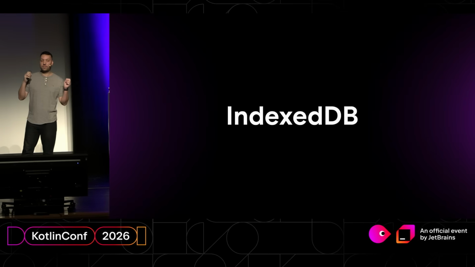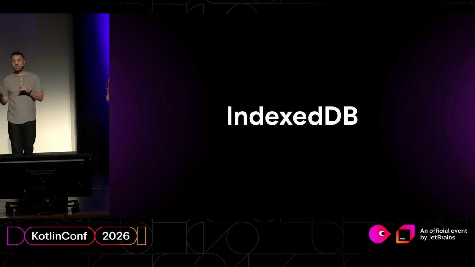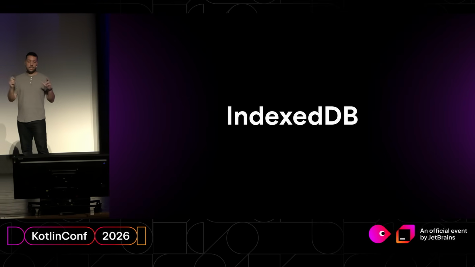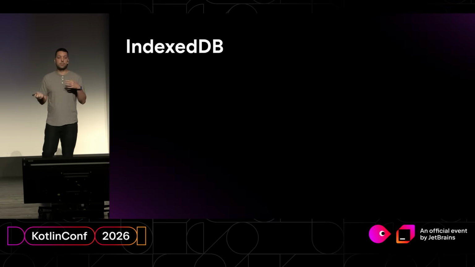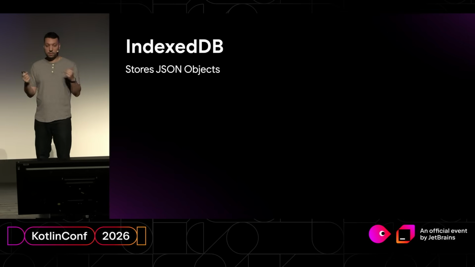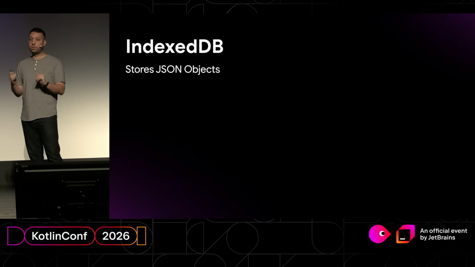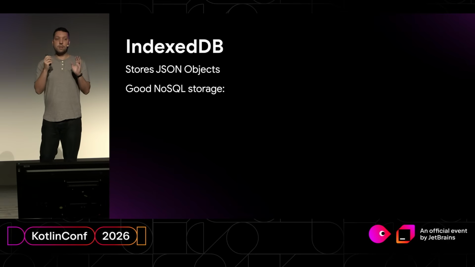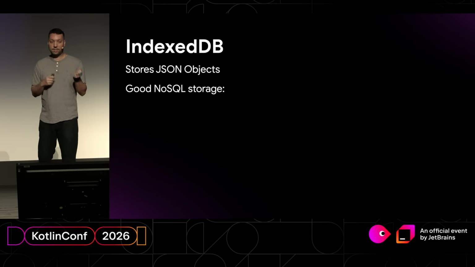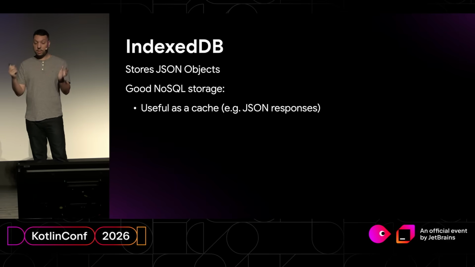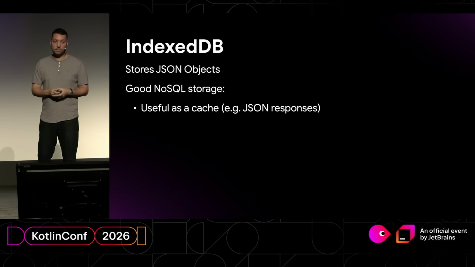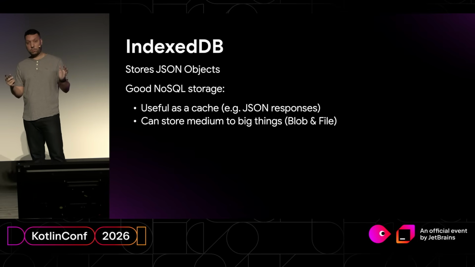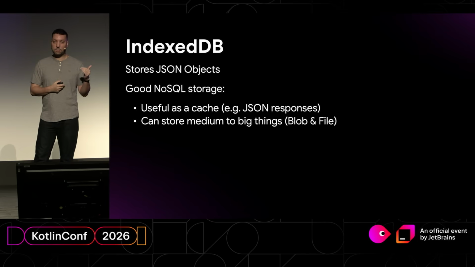So Elif mentioned local storage and session storage, those are key value pairs. IndexedDB is the one in the middle. It's a pretty old technology, but it's pretty useful in the web browser. It's been there for a while. Essentially, it allows you to store JSON objects, and it's a NoSQL database, and I'll try to explain that in a little bit. But it's really good as a cache, for example, because if you get HTTP requests that are in JSON format, you can put them straight into that database. It can also store good size files.